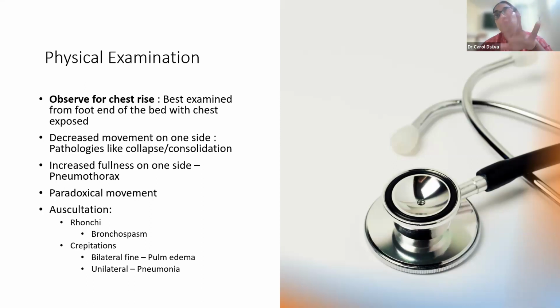There might be a paradoxical movement, especially in trauma with flail chests, or you'll see what you call abdominothoracic breathing, where the abdomen moves out during inspiration, which is not normal. So all this should give you a sign that your patient is developing worsening respiratory distress.